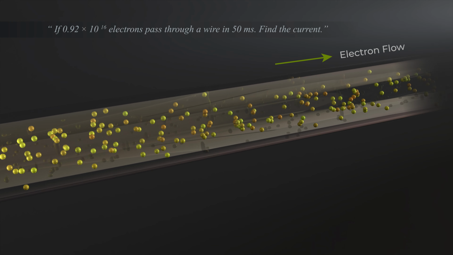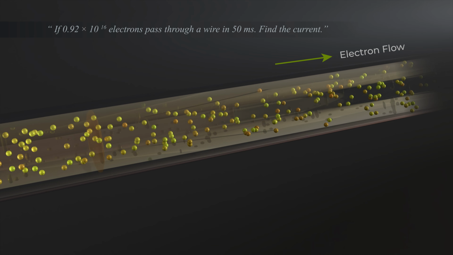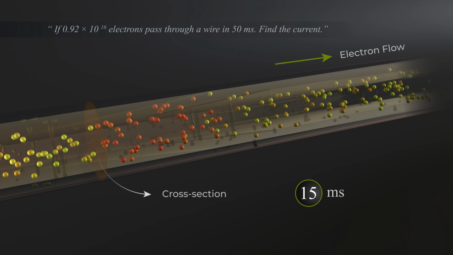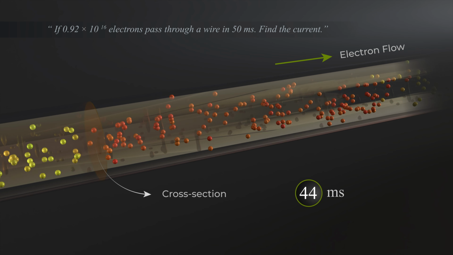First, let's visualize what's going on. If we consider a cross section of the wire, then over the span of 50 milliseconds, 0.92 × 10^16 electrons are passing through that section.